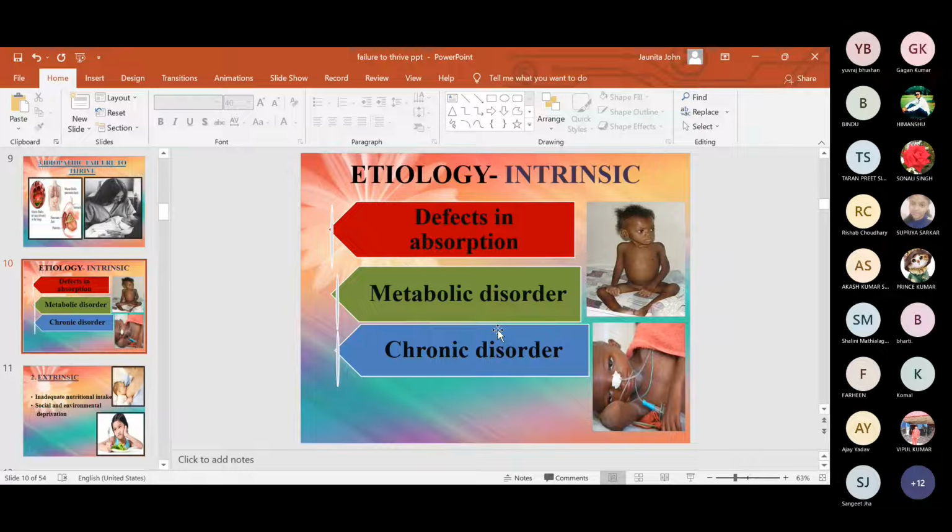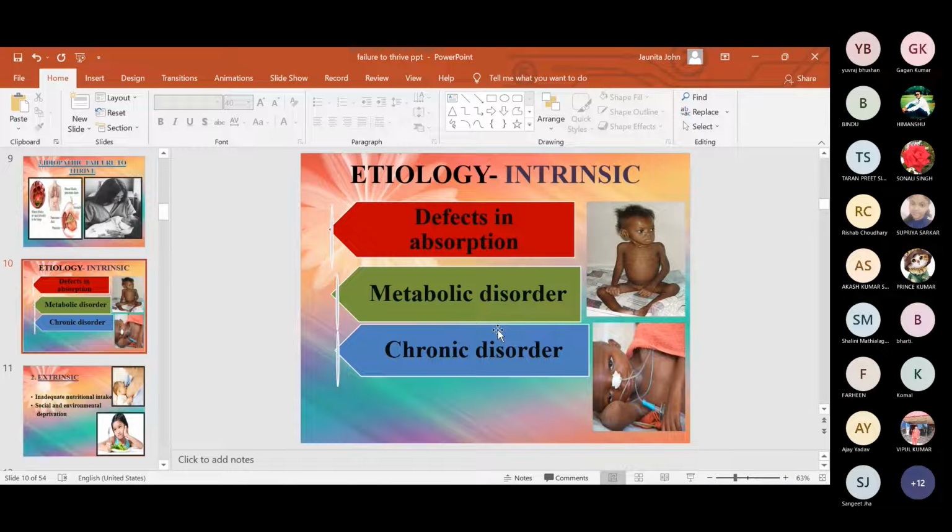So first is defects in absorption. Defects in absorption means there is some issue with absorption in the body itself. That is why the baby's body is not accepting or absorbing certain nutrients. It can be impaired nutrient absorption, where the nutrients are not being absorbed by the baby's body.